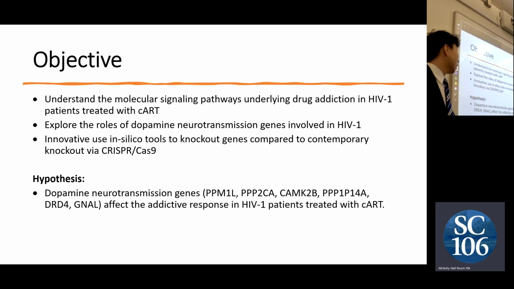The objective of this study is to understand the molecular signaling pathways underlying drug addiction in these HIV patients treated with CART, as well as explore the roles of dopamine neurotransmission genes, the genes I mentioned before, in HIV, and also show you an innovative use of in silico tools to knock out genes compared to the contemporary method of using CRISPR-Cas9. My hypothesis is that these 6 dopamine neurotransmission genes are affecting addictive behavior in HIV patients treated with CART.